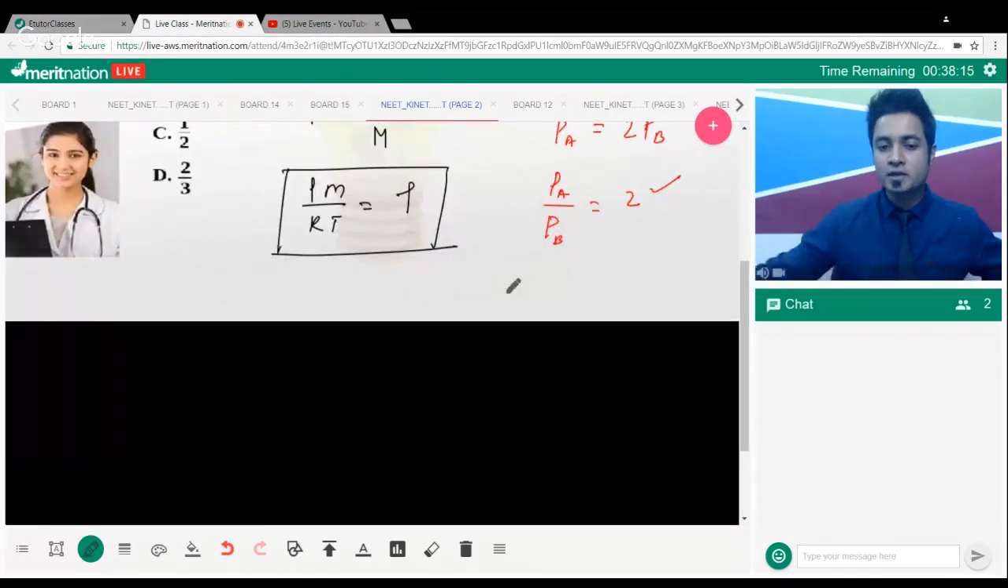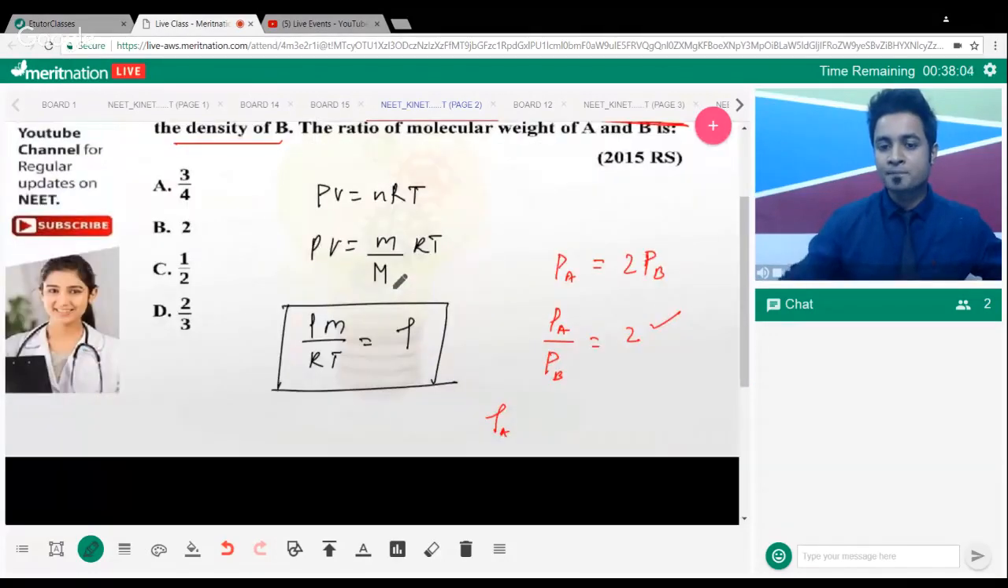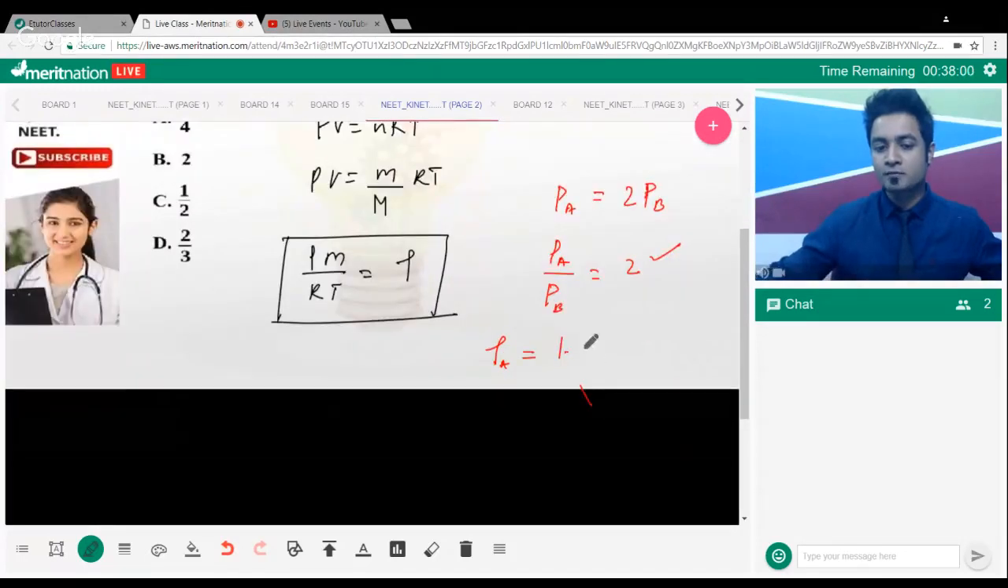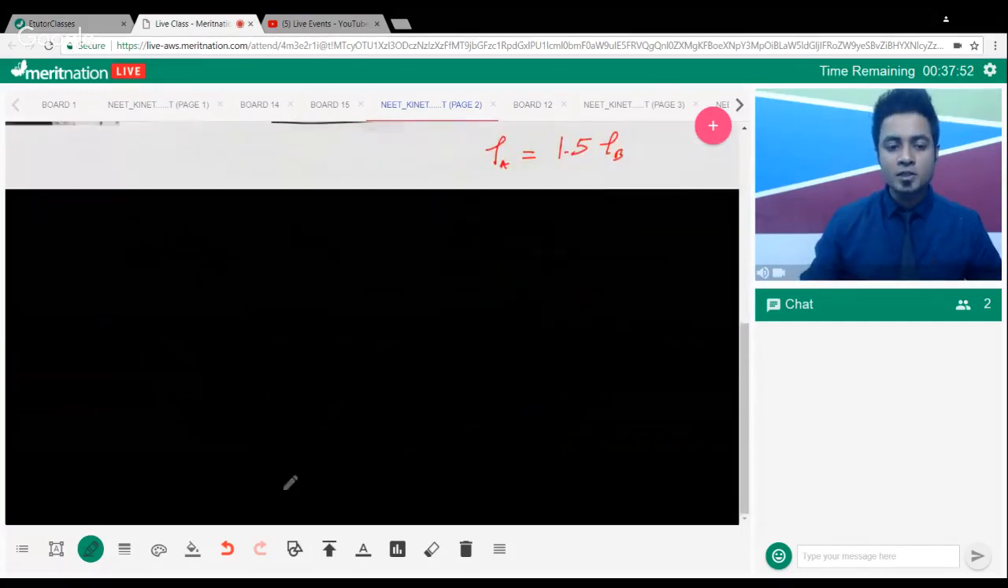So I can write it in this way as well, that the density of A is found to be 1.5 times the density of B. So let's just put it in the formula. That's all we need to do.